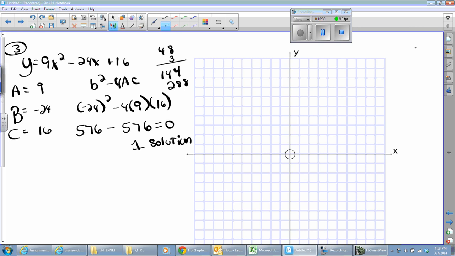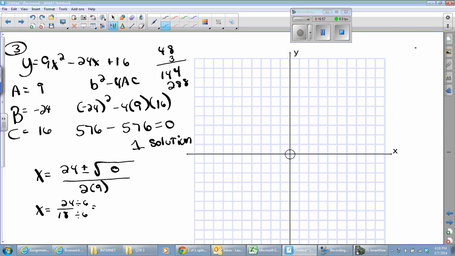So I'm going to go to the quadratic formula. x equals the negative of b plus or minus the square root of the discriminant all over 2a. All right, and so what I'm going to get, this plus or minus won't matter. I'm going to get one solution. It's going to be 24 over 18. If I divide by 6, I get 4/3, which equals 1 1/3.